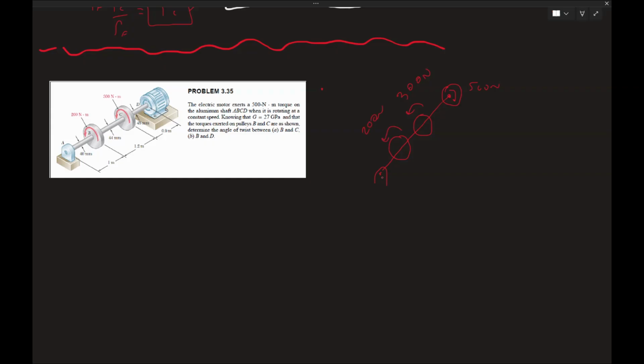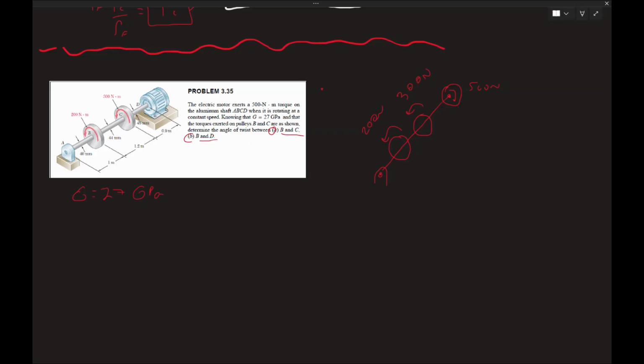So we know that this guy is actually free spinning because all of these add up to each other, so this guy doesn't actually do anything. And since it's a constant speed, there's nothing weird going on. So torque on ABCD, which is the whole thing. Knowing that, G equals 27 gigapascals, and that the torque exerted on pulley B is shown, determine the angle of twist between B and C, and B and D.